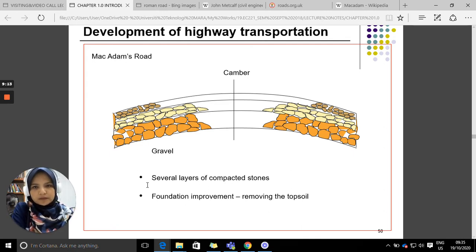It consists of several layers of compacted stones. The foundation is improved. They remove all the topsoil. Okay, topsoil is not good for construction because this topsoil is kind of loose particles. Right? They consist of organic matter. There's a lot of organic matter in terms of percentage. So you need to remove the topsoil to ensure a greater strength can be introduced in the road layer. Okay.